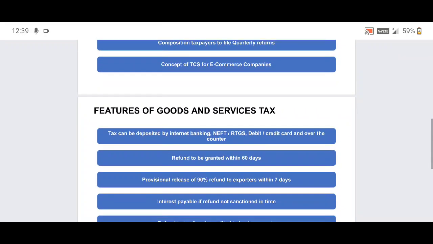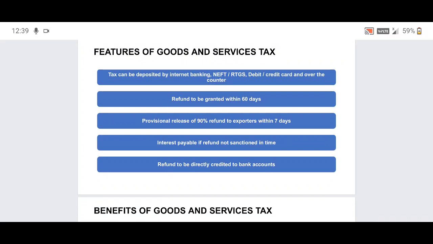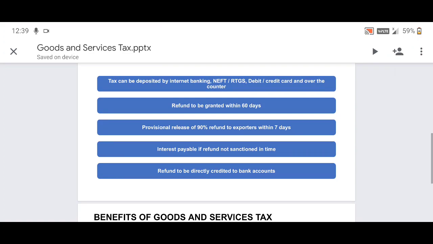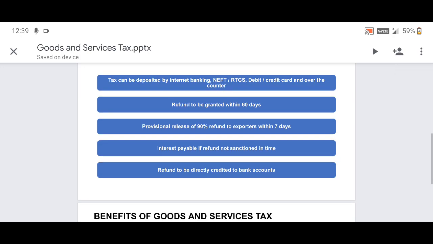Moving forward to the next feature of GST, that is tax can be deposited by internet banking, NEFT, RTGS, debit or credit card, and over the counter. So these are the options through which you can make your GST payment. Now the next and important feature of GST is the total time limit. The total time limit for granting GST refund is only 60 days. Yes friends, the total time limit which is given to the GST authorities for granting GST refund is 60 days.